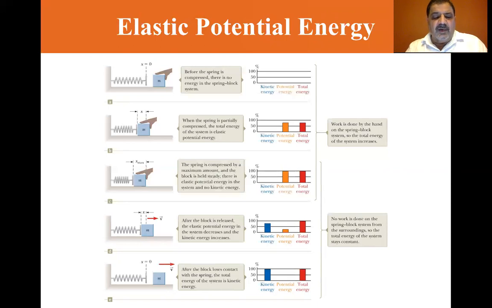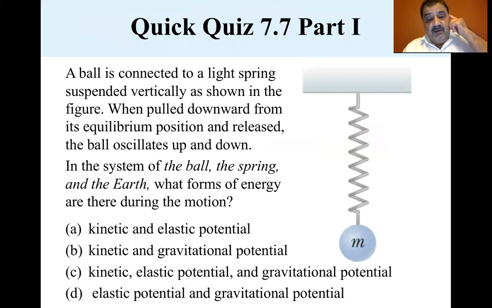Okay, a ball is connected to a light spring suspended vertically as shown in the figure. When pulled down from its equilibrium position and released, the ball oscillates up and down. In the system of the ball, the spring, and the earth, what forms of energy are there during the motion? A: There's just kinetic energy and elastic potential energy. Well, a key word here is "during the motion."